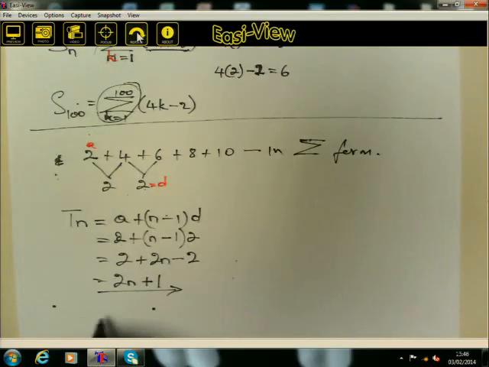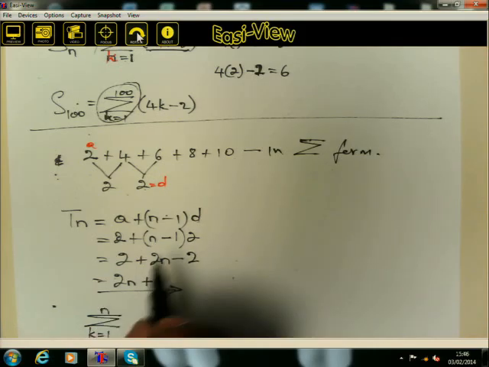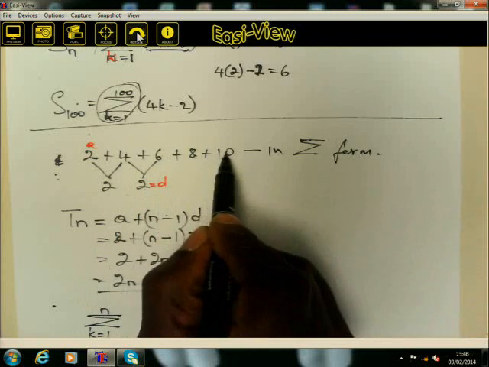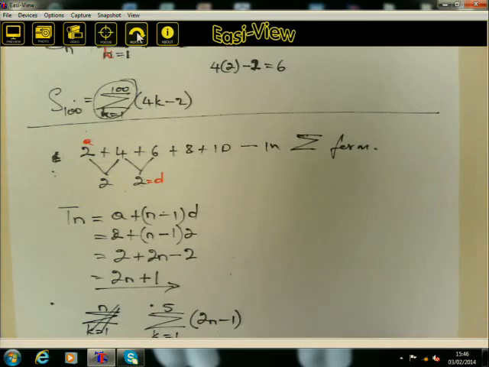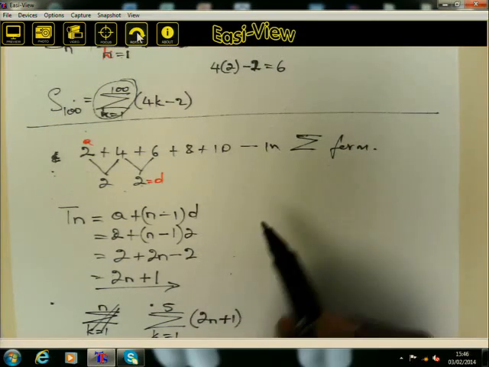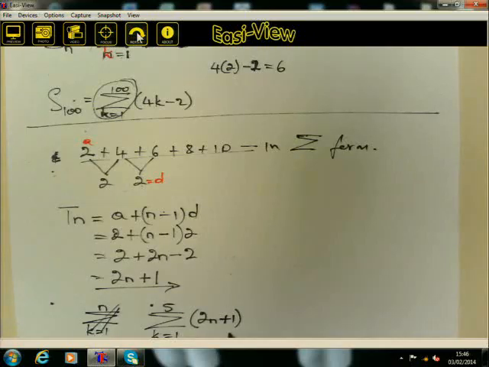Then now in a sigma notation, it means you can write it as where, let's say, k will start at 1 up to n. In this case, n will be 1, 2, 3, 4, and 5. It means now the sigma notation, k starts from 1 up to 5, because we have 5 terms there. And then for the general term, 2n minus 1, plus 1, 2n plus 1. So we have written this series in a sigma notation form.